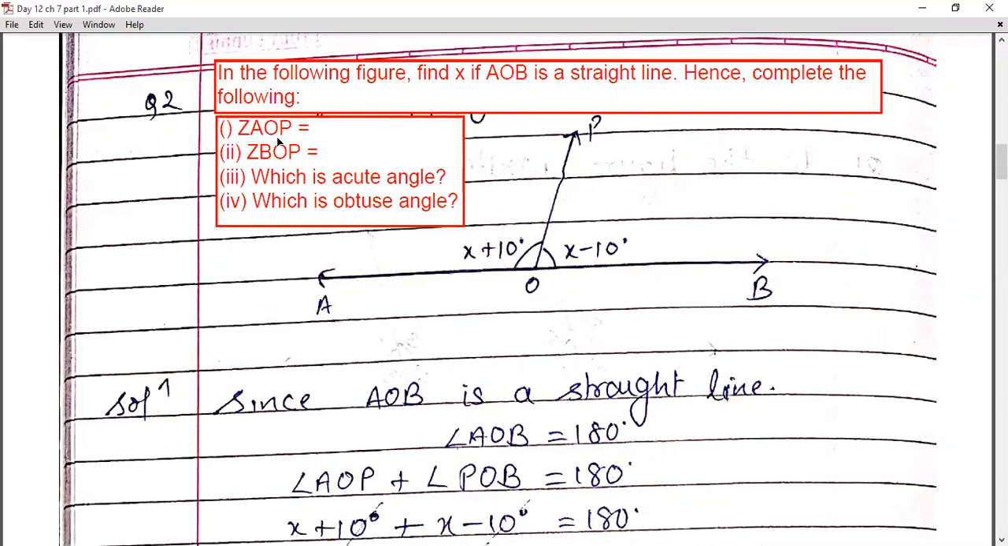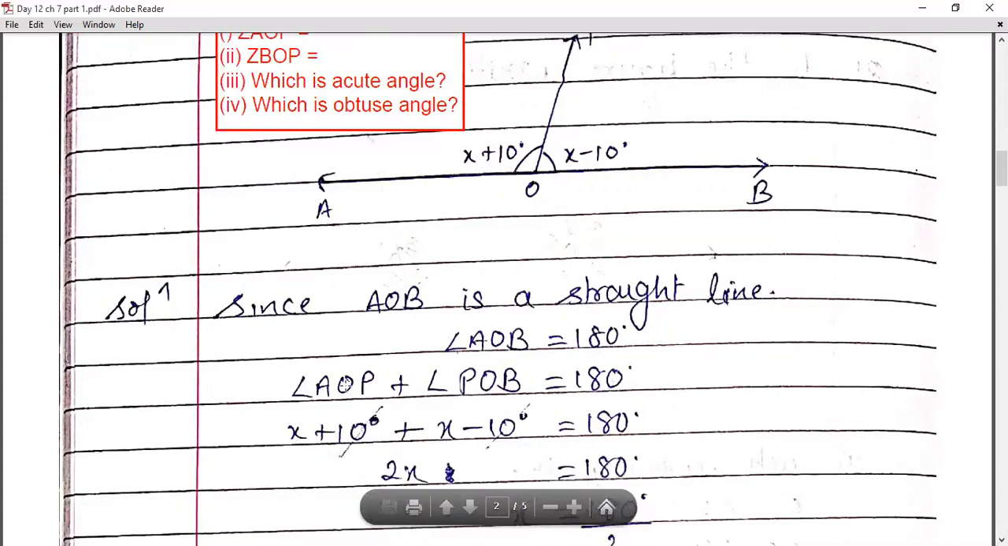Find angle AOP. So in order to find angle AOP and further parts of this question, let us first find x. So since AOB is a line, angle AOB will be equal to 180 degrees, or angle AOP plus POB, the two adjacent angles, their sum will be equal to 180 degrees. Substituting the value of angle AOP as x plus 10 and angle POB as x minus 10, it is equal to 180 degrees.